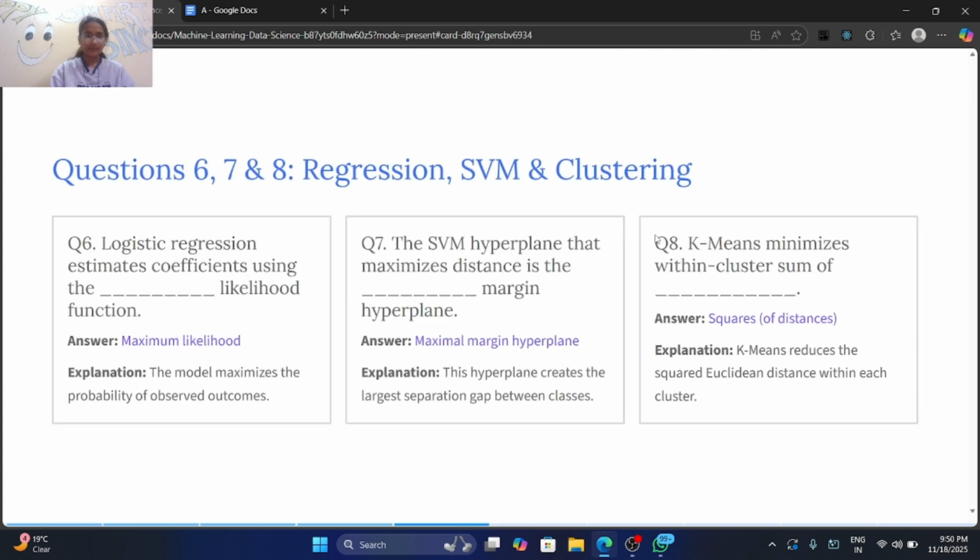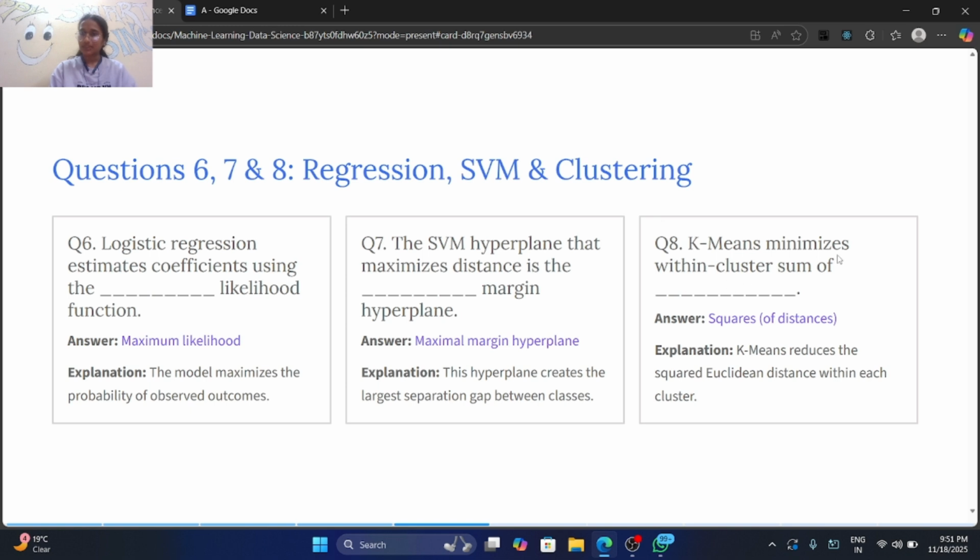Now next, moving ahead. In logistic regression, coefficients are estimated using which likelihood function? You already know logistic regression works on probability. So it tries to find the best parameters by maximizing the likelihood. So we use maximum likelihood. Answer is maximum likelihood. Question number 7. The SVM hyperplane. SVM full form is support vector machine. The SVM hyperplane that maximizes distance between classes is called the margin hyperplane. In SVM, the whole idea is to find a boundary that keeps two classes as far apart as possible. This boundary is called the maximum margin hyperplane. So the answer is maximal margin hyperplane.